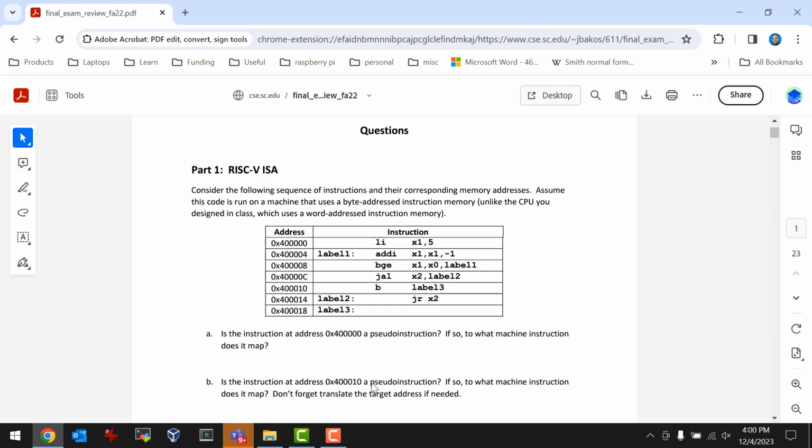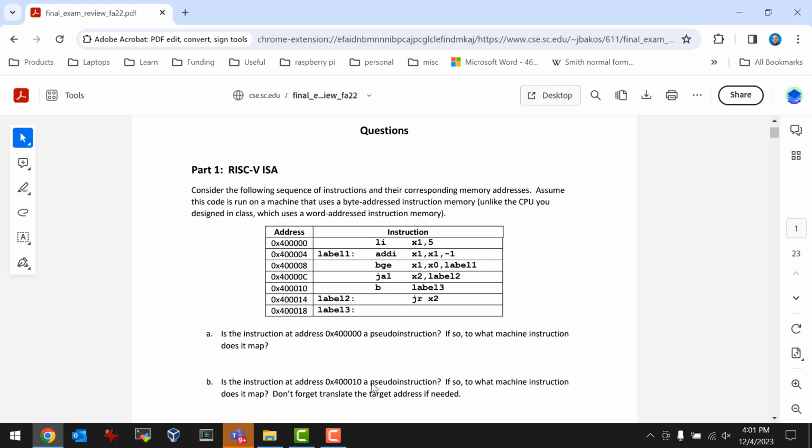Then there's a question, is the instruction at address 400,000 in hex a pseudo instruction? If so, to what machine instruction does it map? Well, that's a load immediate. There's no machine instruction for load immediate. When you use a load immediate, it's translated to, anyone know? It's translated to an add immediate with register 0. So that's why register 0 always contains the value 0. So you can add an immediate to it, right?